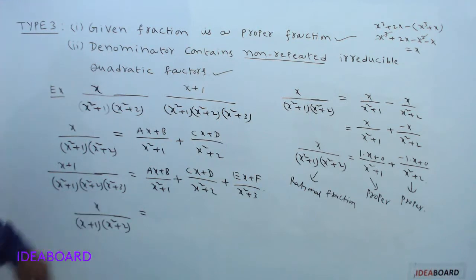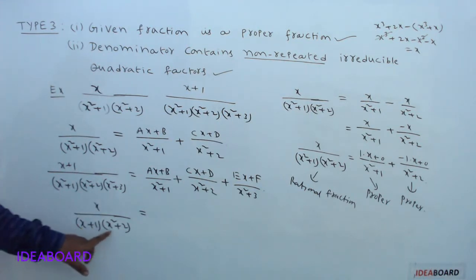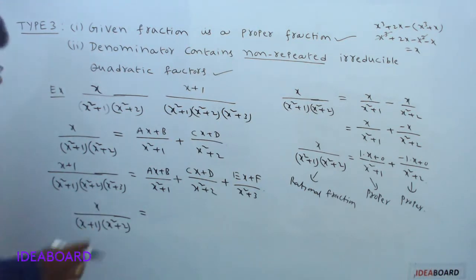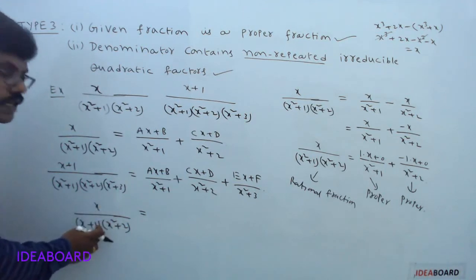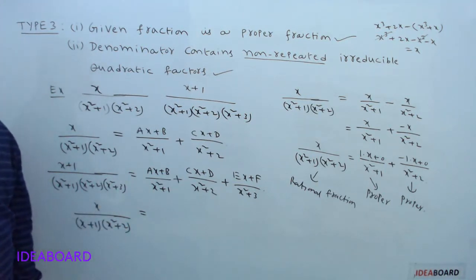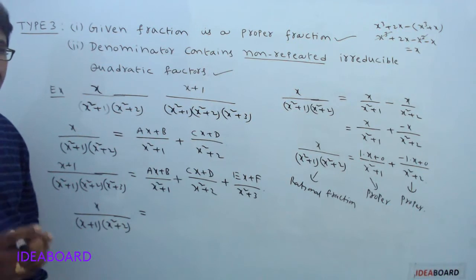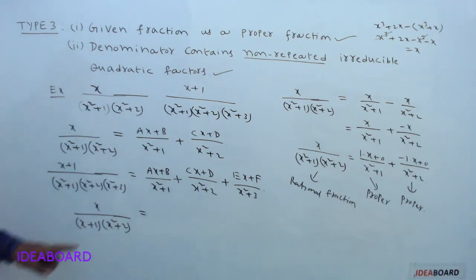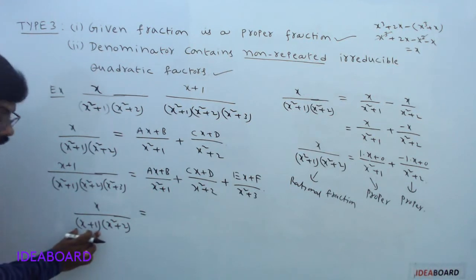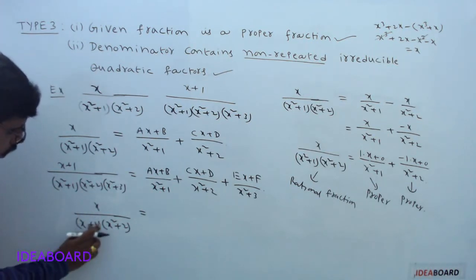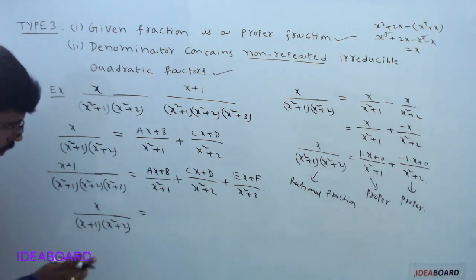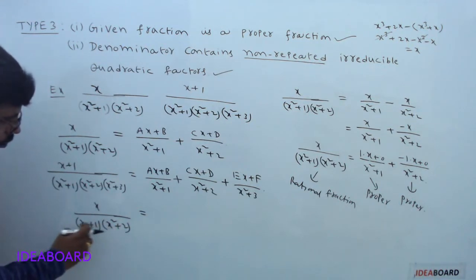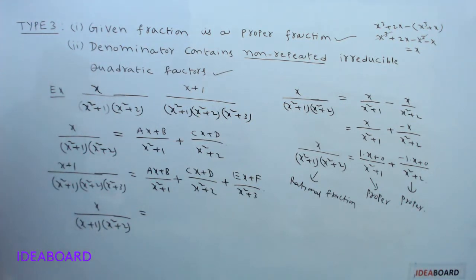Degree of numerator is 1. Degree of denominator is 3. Degree of numerator is less than degree of denominator, so it is a proper fraction. Next, observe the denominator factors. x plus 1 is a linear factor. In particular, it is a non-repeated linear factor.